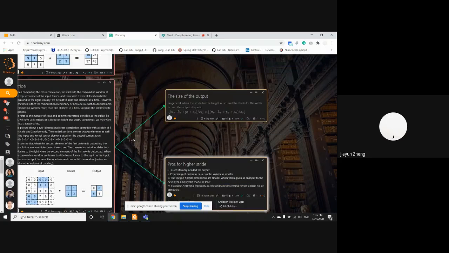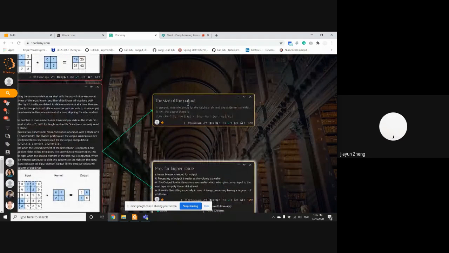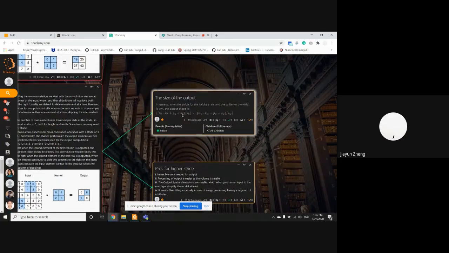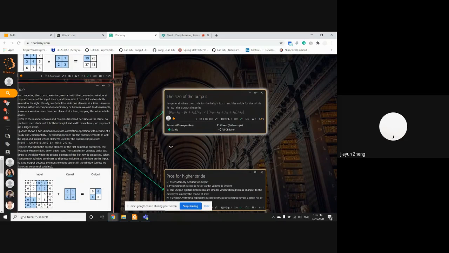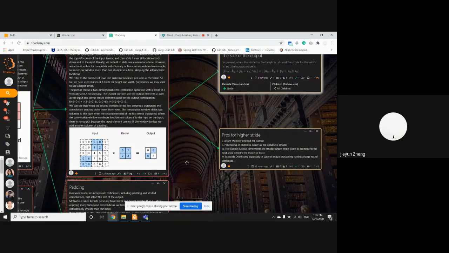So the size of the output, after we take stride height and stride width into account, is like this. So yeah, basically that's it.